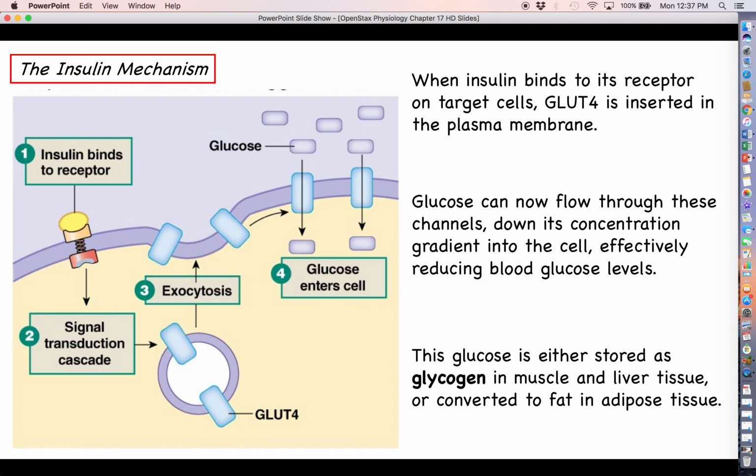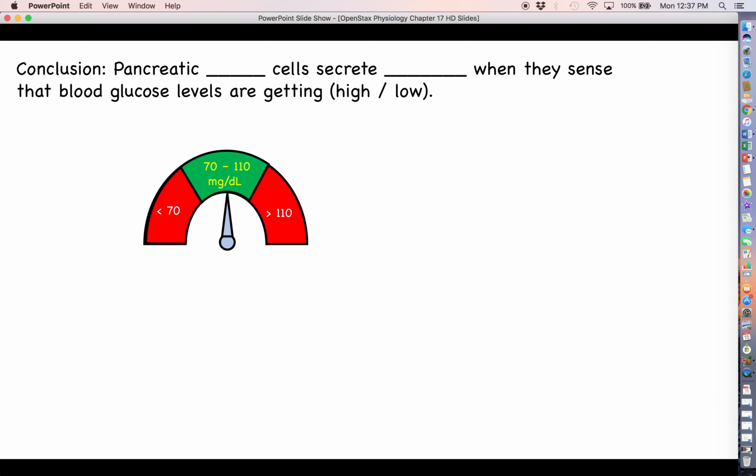So with all this glucose that's now inside the cell, we can either use this glucose right away for cell respiration, or if we want to save it for later, we can store it up as glycogen in skeletal muscle and liver tissue, or we can convert it to fat in adipose tissue.